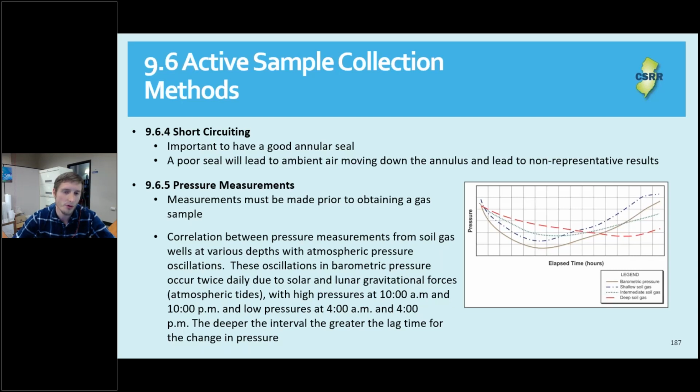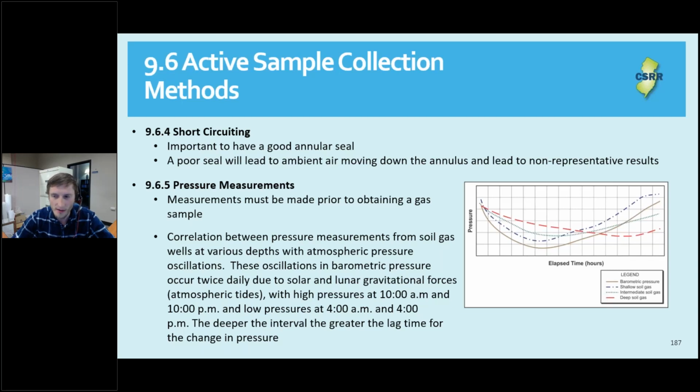Pressure measurements are also important when conducting a soil gas survey. These pressure measurements must always be made prior to obtaining a gas sample. There is a correlation between pressure measurements from soil gas wells at the various depths in regards to the atmospheric pressure oscillations. These oscillations in barometric pressure occur twice daily due to solar and lunar gravitational forces, with high pressures at 10 a.m. and 10 p.m. and low pressures at 4 a.m. and 4 p.m. So the deeper the interval, the greater the lag time for the changes in pressure.